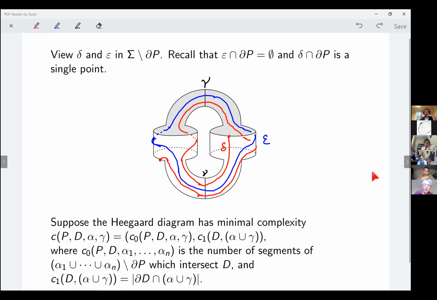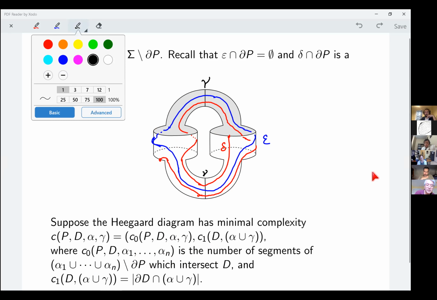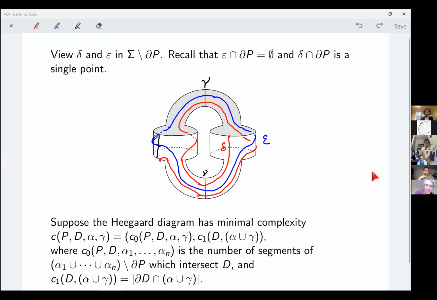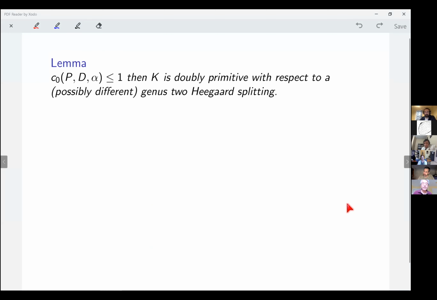For example, if you take this arc, those arcs do not intersect this red arc, disjoint from this D. Okay, so the number of arcs that intersect D is one complexity. Another, second complexity is just the intersection number with D. And the first lemma is, if this complexity is really small, then we can do the operation we mentioned.